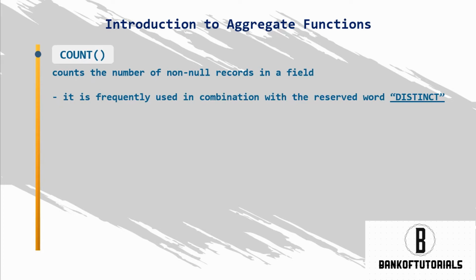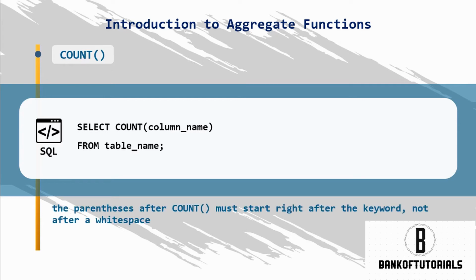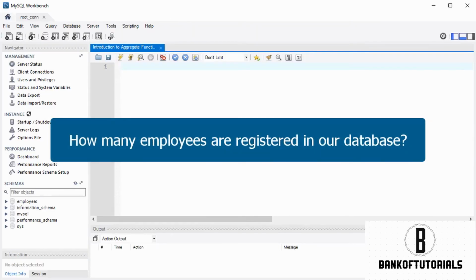Let's see how count works. The syntax to follow is select count, open parentheses, designate the column whose number of rows you would like to obtain, close parentheses, from table name. Important note: the parentheses after count must start right after the keyword, not after a white space. Otherwise, the query won't work. The logic behind this peculiarity of the syntax stems from clean coding rules. When the content in parentheses is tightly related to the function designated by the preceding reserved word, no white space must be used.